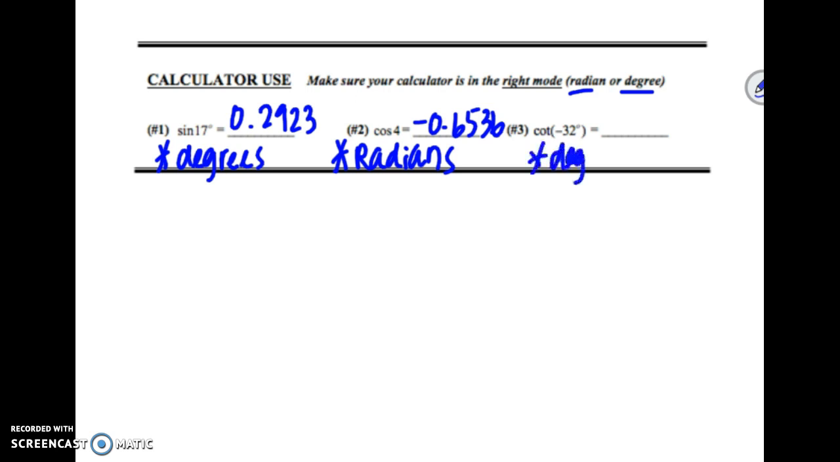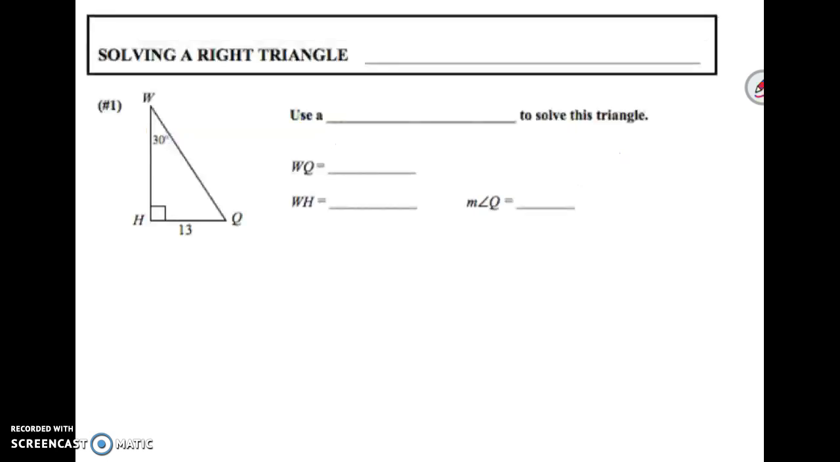We have a degree sign, so we need to make sure our calculator is in degrees. And typing this in, we get negative 1.6003.